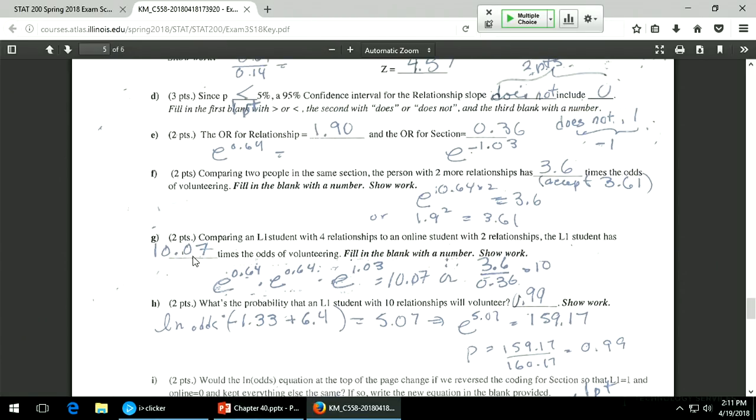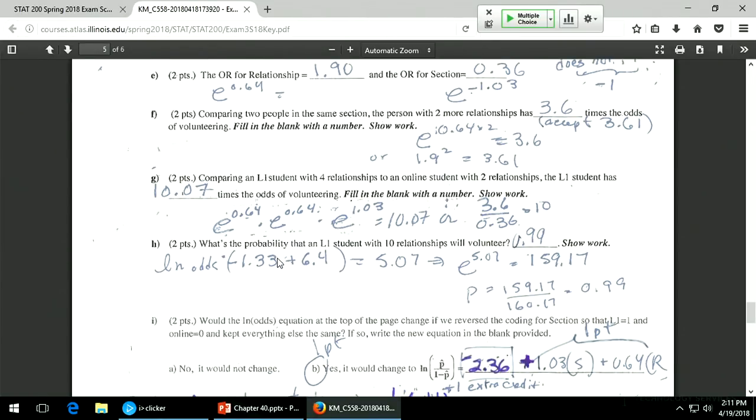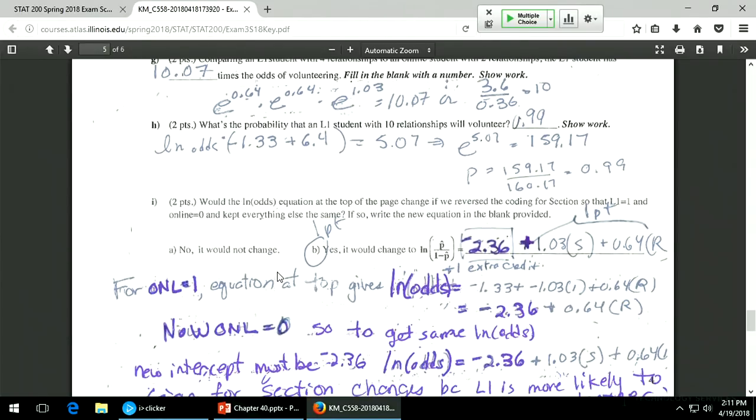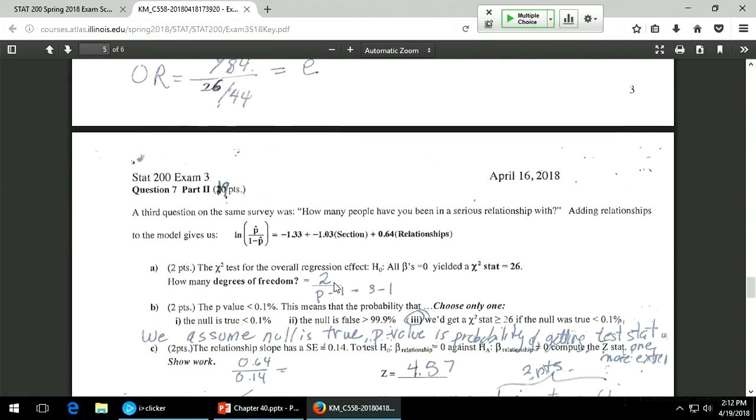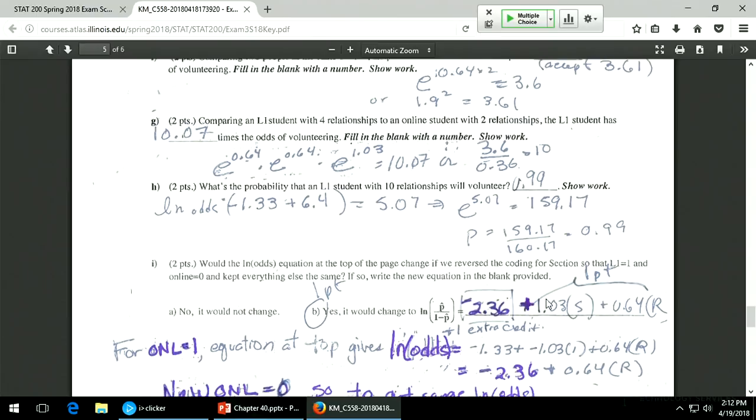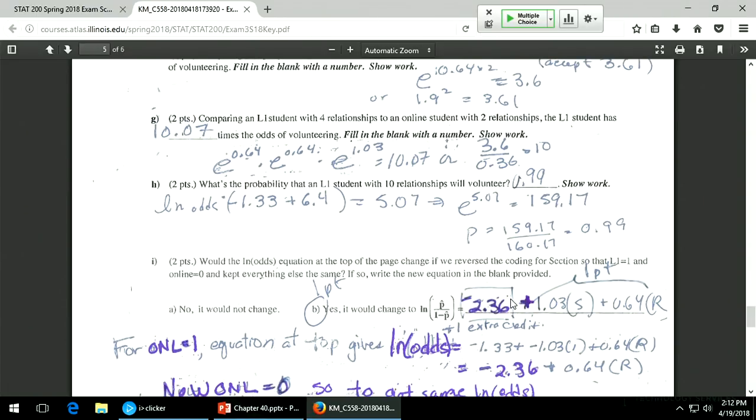Most people got all these right. You're just figuring out where people started having problems. I gave extra credit here because it was actually pretty hard to get the intercept correct. Most people saw yes, the equation would change, and they got the slope. They knew that if you switch the coding, that's going to change sign. But they put the same intercept or got a different intercept.